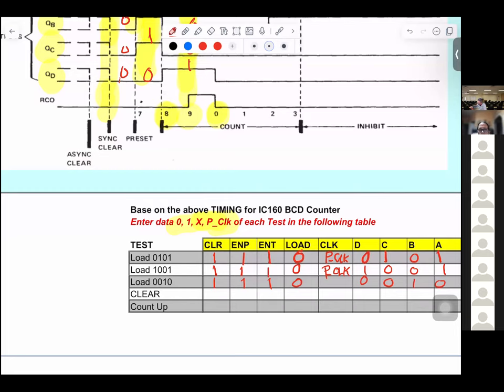Now, next test will be clear. Clear will be 0. Right? That will be 0 here. Load will be 1. You don't want to load. P clock. And output will be, input here. What do you want to enter for input ABCD? 1, 1, 1, 0. I can't remember. Let's see. It's clear. If that's clear, isn't that all zeros? The output is going to be 0. Oh, yeah. Output's going to be zeros. Doesn't matter the input. Right now, we're talking about input A, B, C, D.